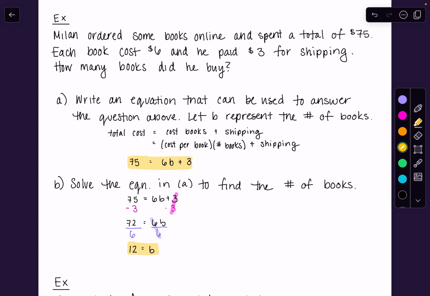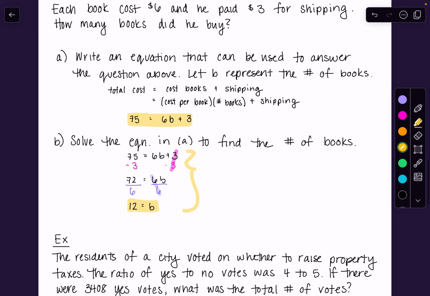If I thought about this in a different manner, my total cost is $75. I paid $3 for shipping. So really that means I spent $72 on books because I just subtract the shipping off that total. Well, if I spent $72 on books, I'm going to divide it by 6 because that's how much each book cost. And if you do 72 divided by 6, it's exactly 12. So it's really these steps that you're taking anyway, but you can do mentally in your head or with a calculator instead.